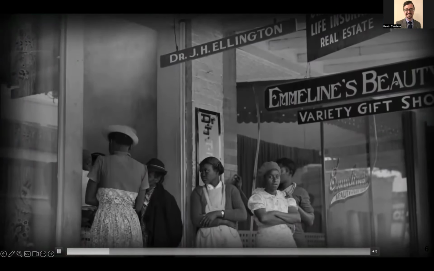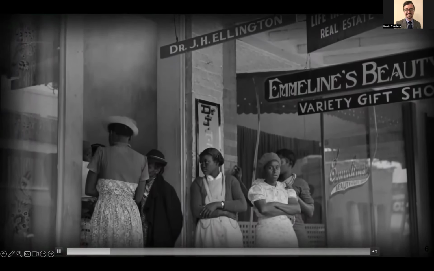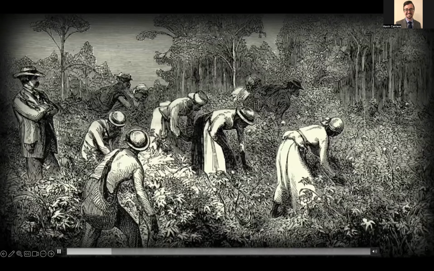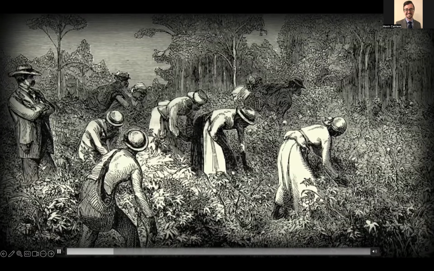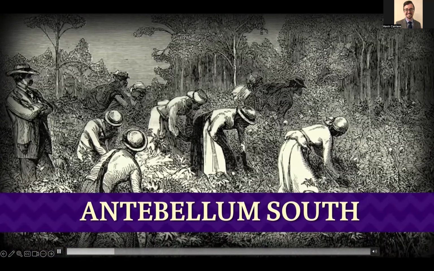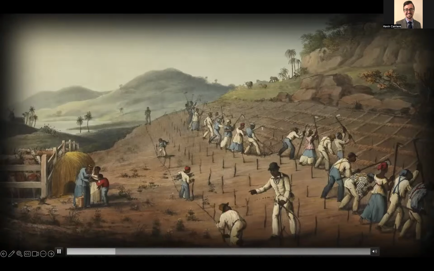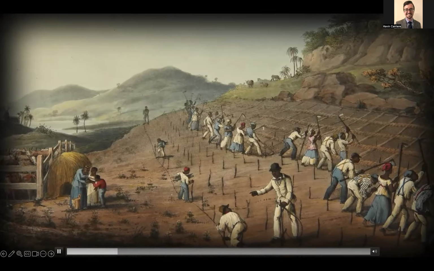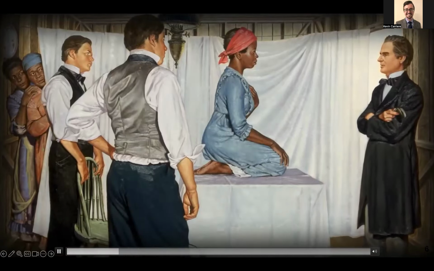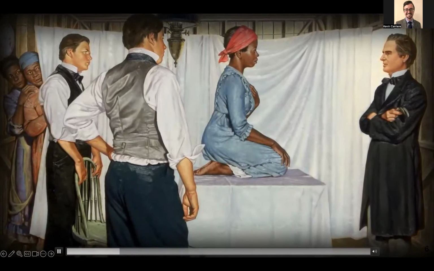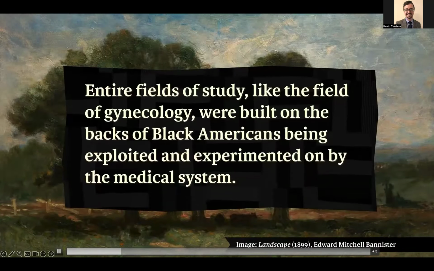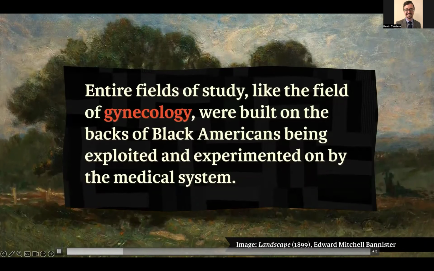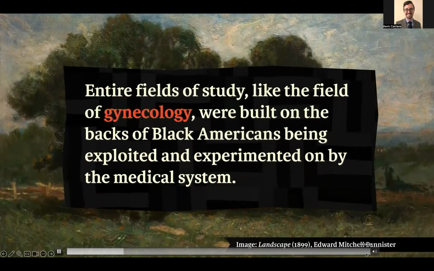Racism, discrimination, and prejudice have long been part of the way we practice medicine in the United States. This isn't new. In fact, it started in the earliest days of slavery. Enslaved Black Americans were rarely treated humanely by physicians in the antebellum South. Oftentimes, they were only examined when their ability to bear children or to work was in question. And many physicians experimented with new medical treatments on enslaved Black Americans without their consent. Entire fields of study, like the field of gynecology, were built on the backs of Black Americans being exploited and experimented on by the medical system.